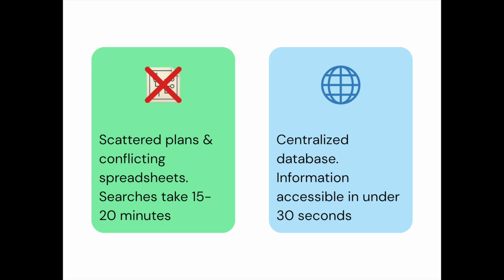Before, your team is probably hunting through scattered plans, conflicting spreadsheets. A simple information search can take 15 or 20 minutes? After, you have a centralized, unified database where that same information is right at your fingertips in less than 30 seconds. And forget manual updates across different systems. Now, you have real-time sync, which pretty much eliminates those painful data entry errors.